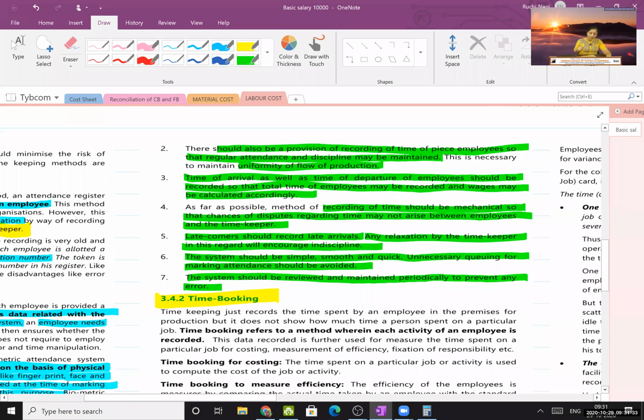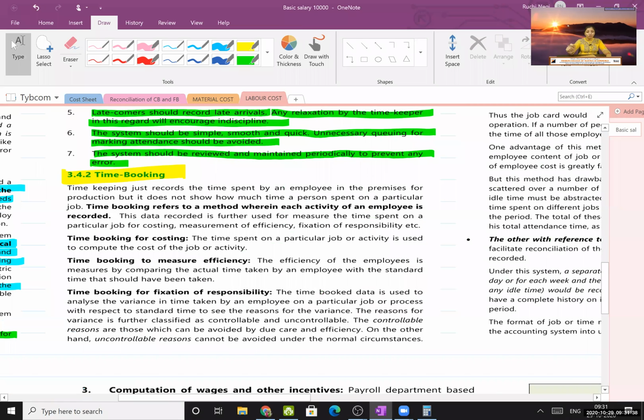So both the methods, timekeeping and time booking, both the systems should be very strong in an organization, because on this basis only you give away salary. Correct? If someone comes late, the organization can deduct the salary. But that doesn't mean anybody who comes before time will be rewarded. No, nothing like that. But in time booking, what are you going to do? Just a minute, I'll show you.